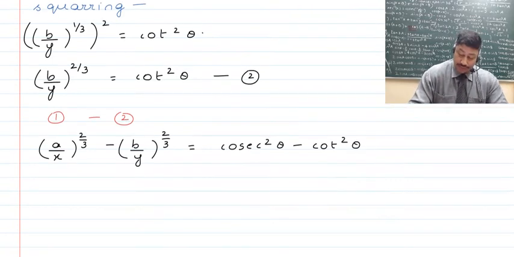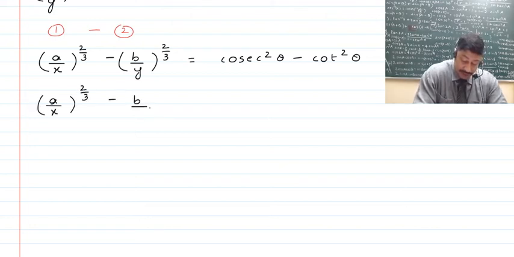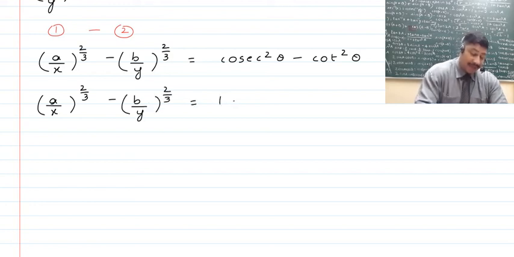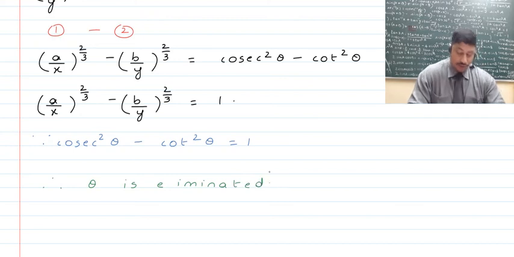And here children, next what we can do is we can write this as (a upon x) raised to the power 2 upon 3 minus (b upon y) raised to the power 2 upon 3, which will become equal to 1. And this is because we know that cosec square theta minus cot square theta is equal to 1, and because of this we can write the right hand side to be 1, and thus we can say that the angle theta is eliminated, right? So this is all that we've got to do in this question.